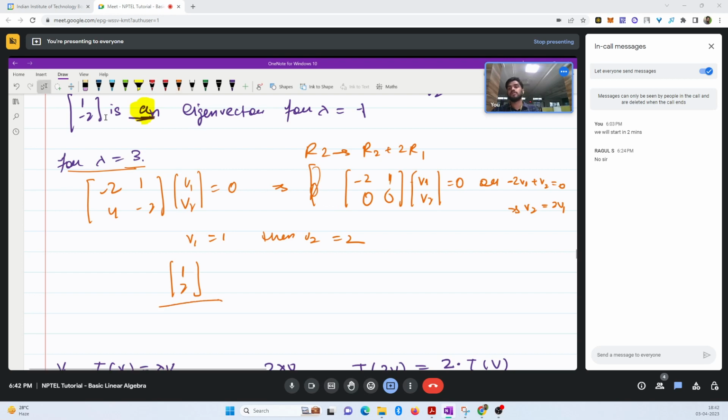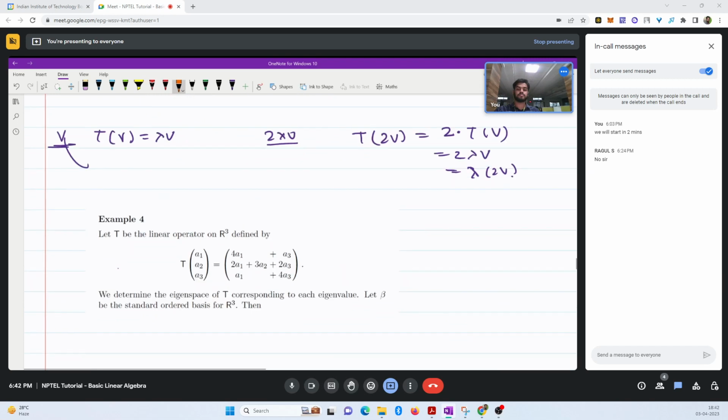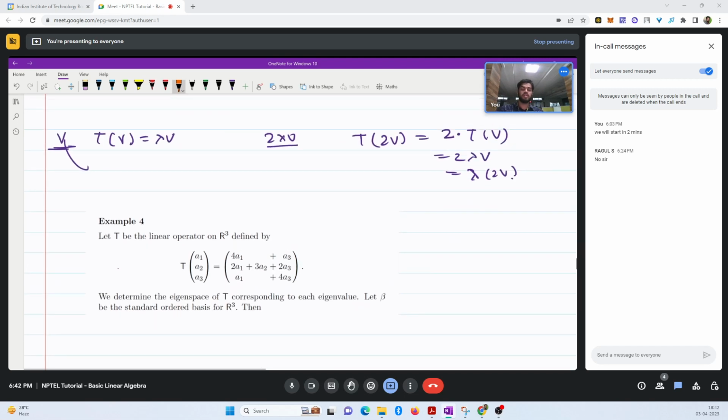Okay. So what is the set of eigenvectors that you got? You got your set of eigenvectors as 1 comma minus 2 and 1 comma 2. Right. So this is how you find your eigenvectors and eigenvalues. Okay. Any doubt with it?